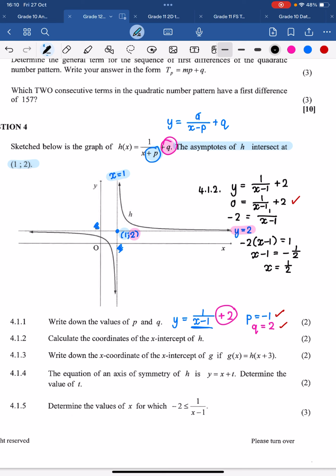All right, that is the x-intercept. We can see there, it makes sense that it should be a half, right? Because that's x equals 1. So this is going to be the point 1, 0. Okay, great. Next up, so that's the answer to 4.1.2.